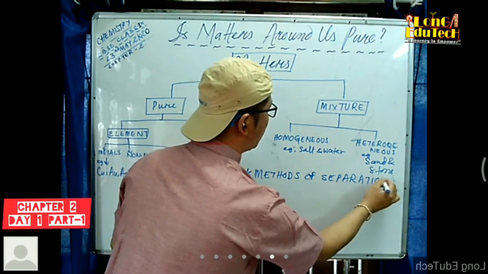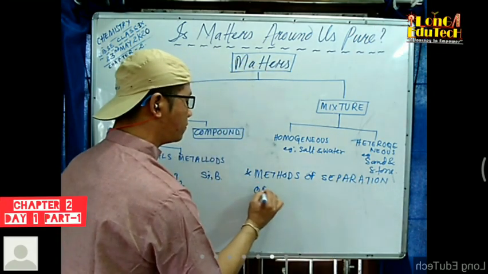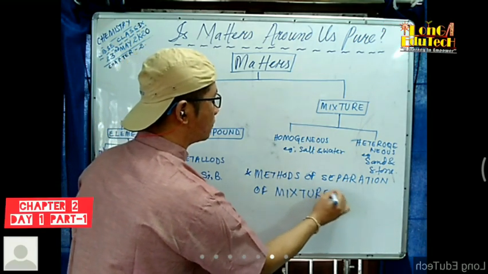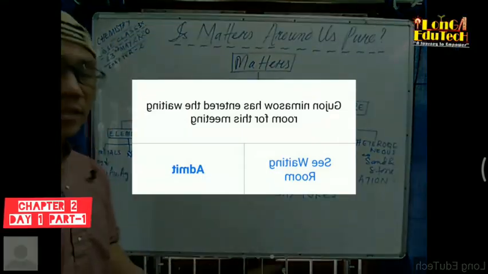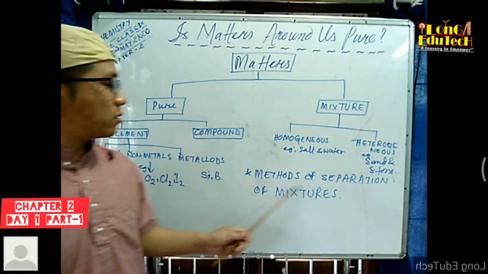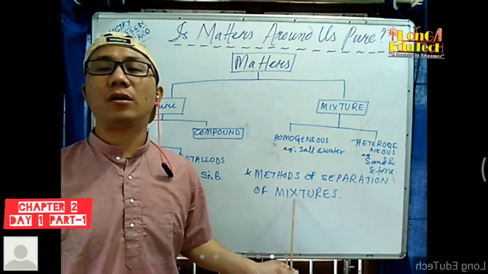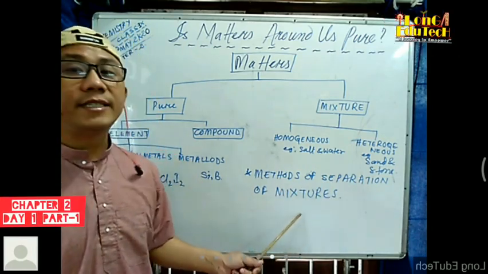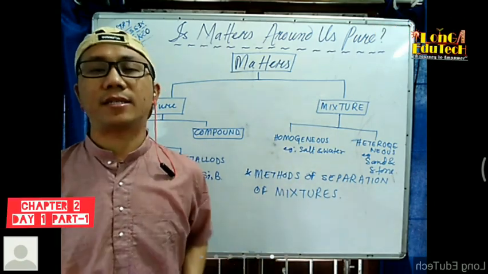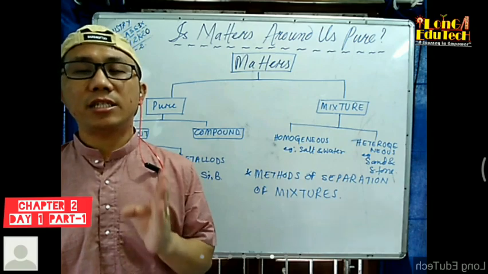Okay, methods of the separation of mixtures. We will also learn this in this chapter. Why do we need to get a pure substance?